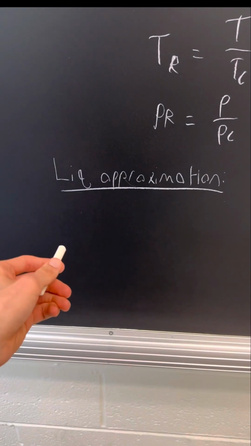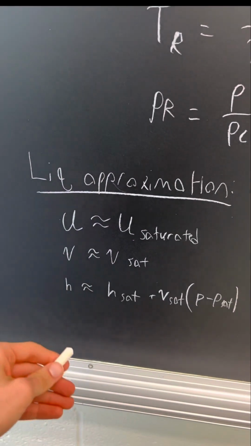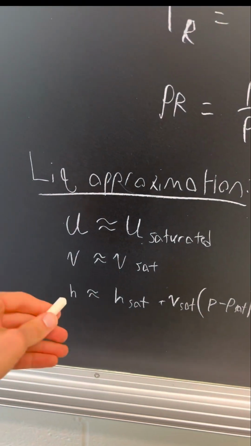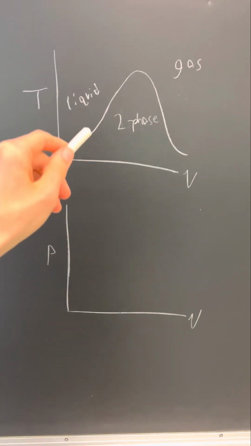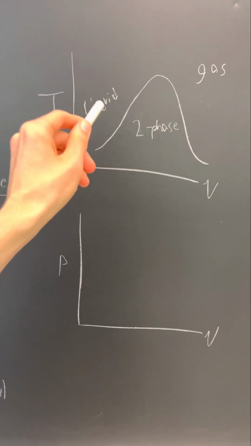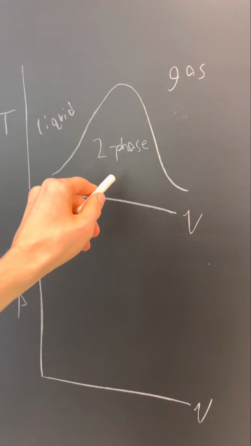Moving away from ideal gases for a second, we have this thing called the liquid approximation. The liquid approximation basically says if we have a compressed liquid, we can just say that it is a saturated liquid at that same temperature. Let's look at TV and PV diagrams. This is what we call the vapor dome. So if your temperature and specific volume are over here, then you know that it's a liquid. If it's over here, then it's a gas. And if it's inside the vapor dome, then it's some mixture of the two.